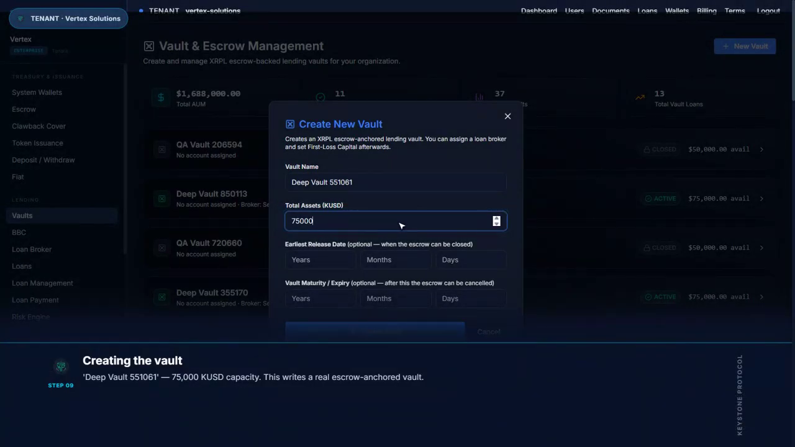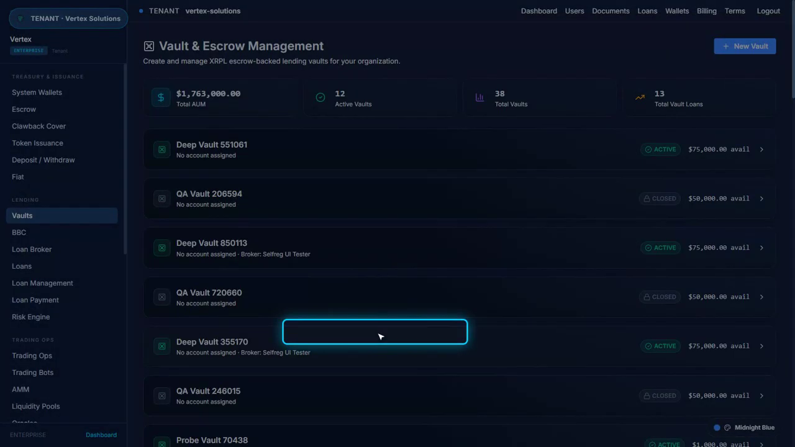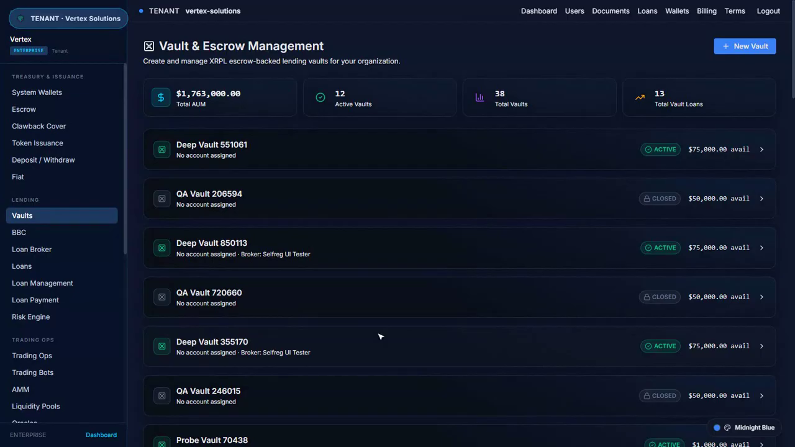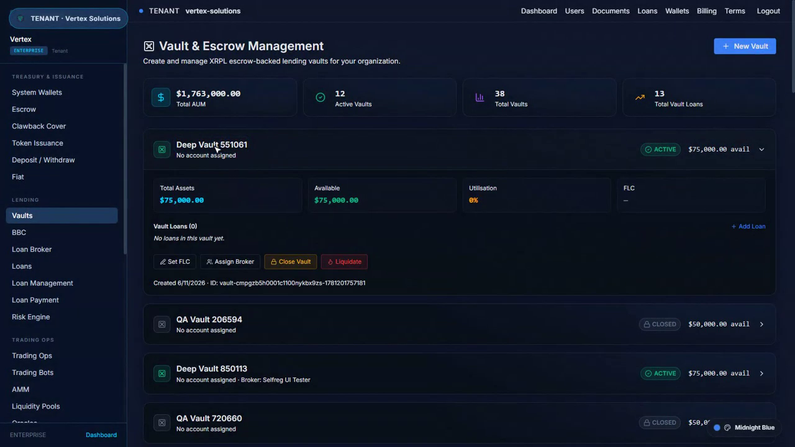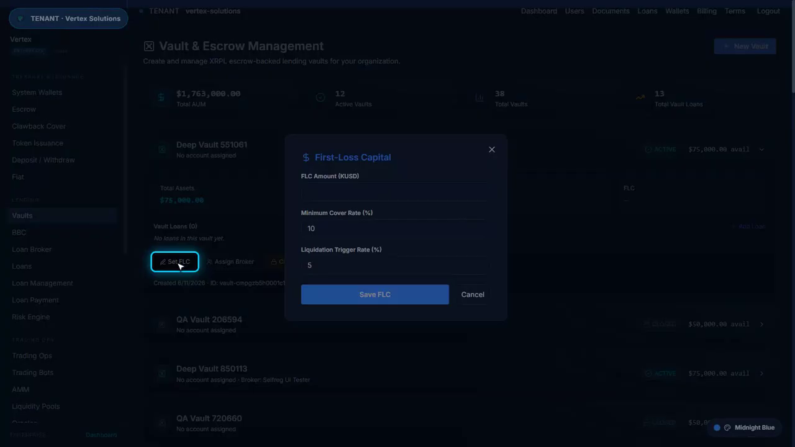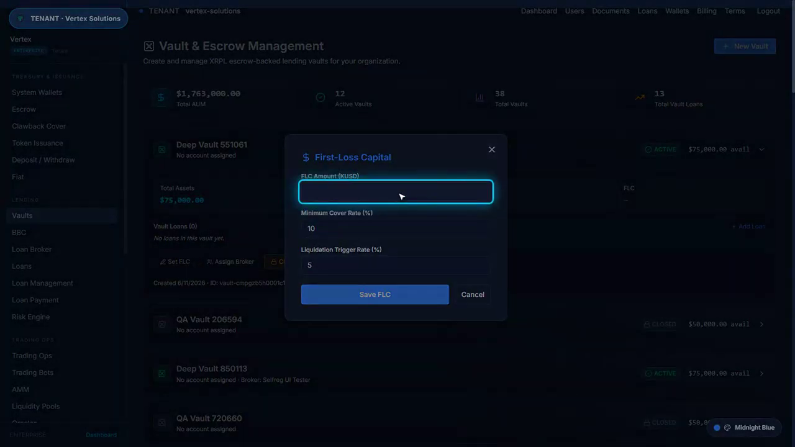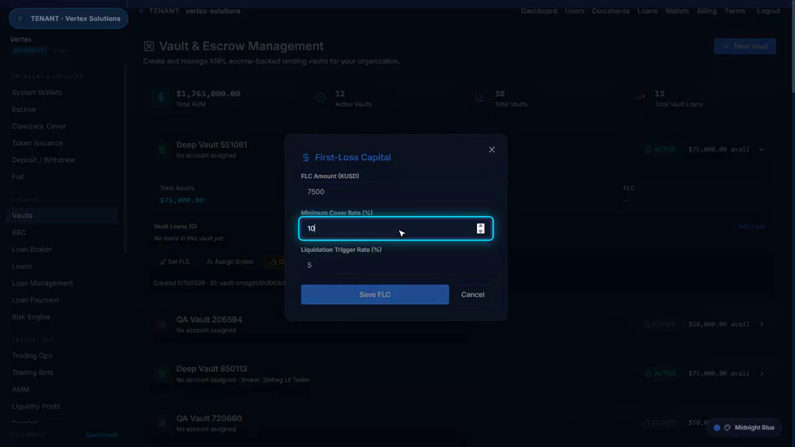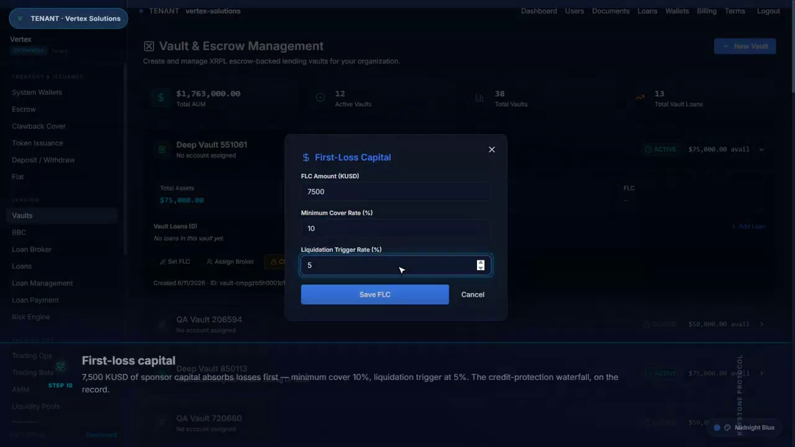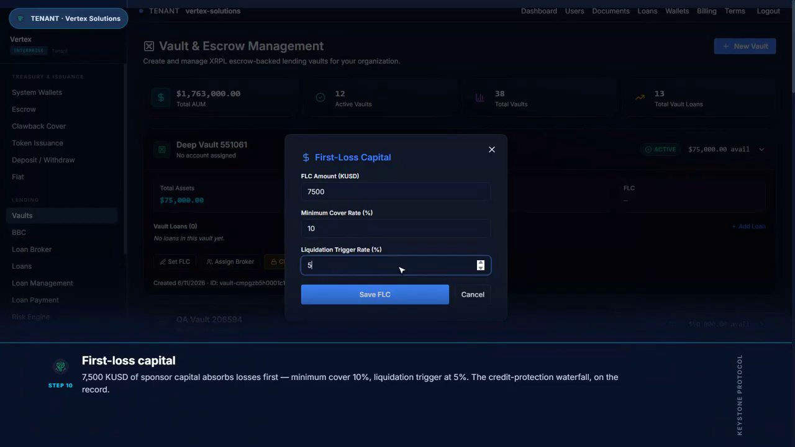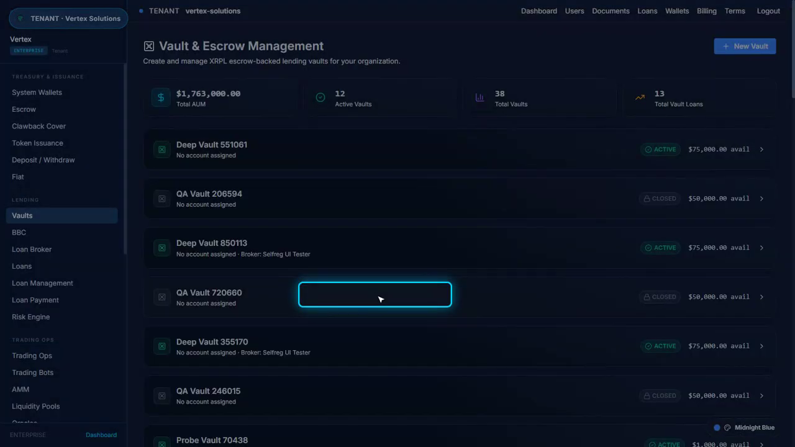Creating the vault. Deep Vault 551,061. 75,000 custody capacity. This writes a real escrow-anchored vault. First loss capital: 7,500 of sponsor capital absorbs losses. First loss minimum cover 10%. Liquidation trigger at 5%. The credit protection waterfall on the record.